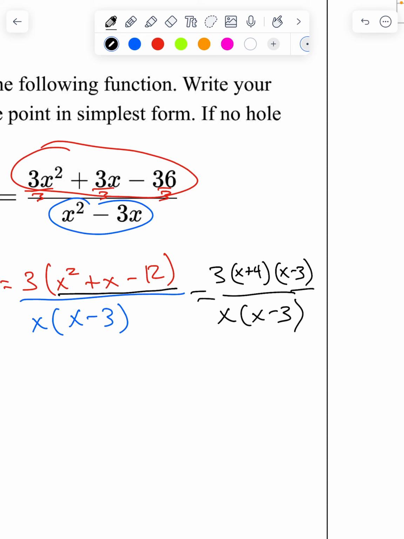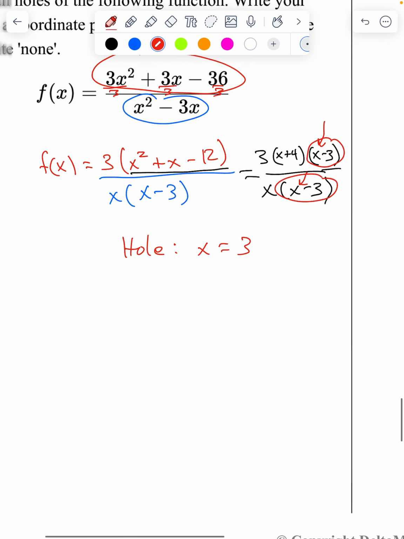So in here, there's a hole, because these two things are the same and they would cancel. So there's going to be a hole when x equals... Now, to get the coordinates for it, remember, we cancel this part out and write down what's left.